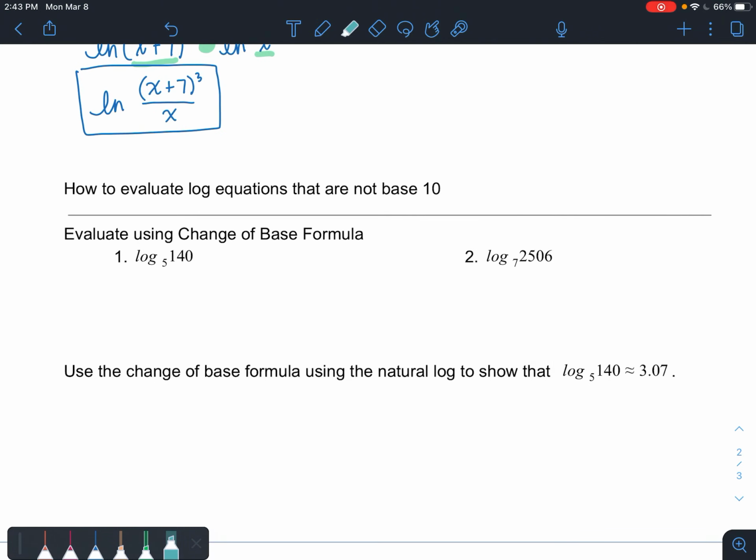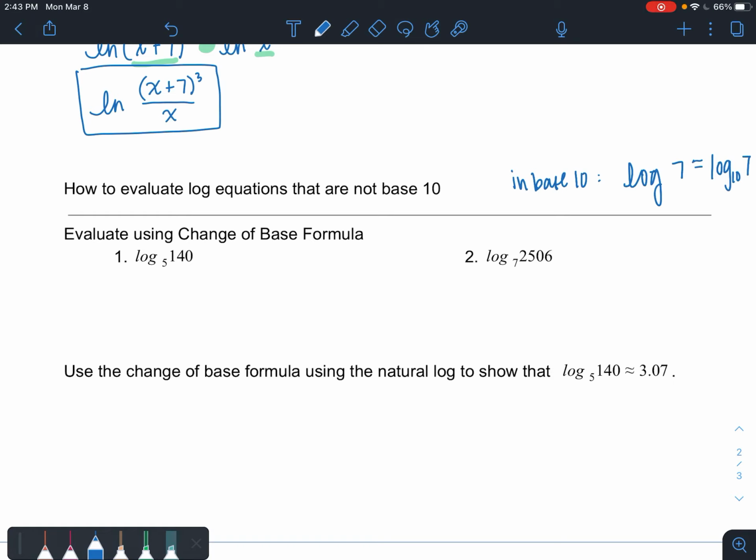All right, finally, we want to evaluate log equations that are not in base 10. So here, this is log base 5 of 140. And if you remember, something in base 10 would look like log of 7, where this is equal to log base 10 of 7. So it's like an invisible 10 right there.